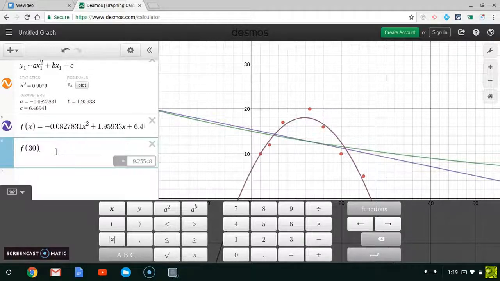So that's a nice tool that we can use so that we don't have to type all of this into our calculator once we find our line or our exponential or our quadratic of best fit.